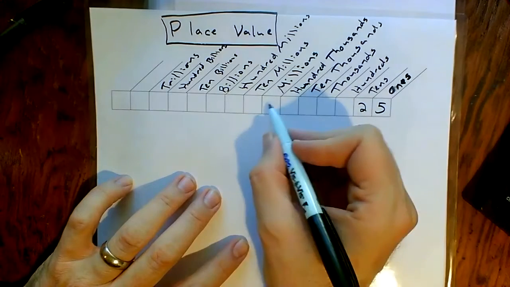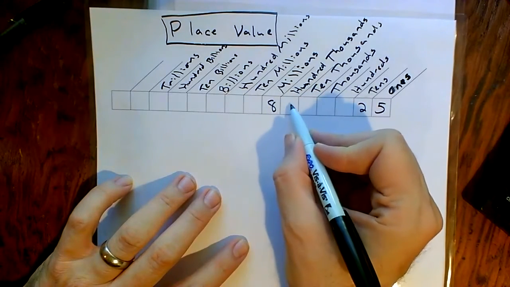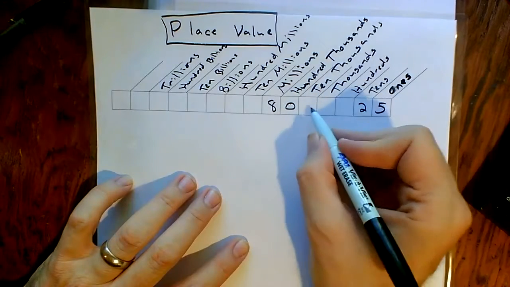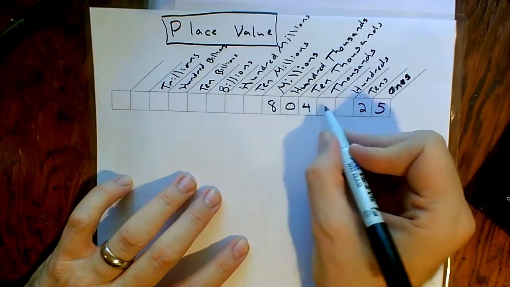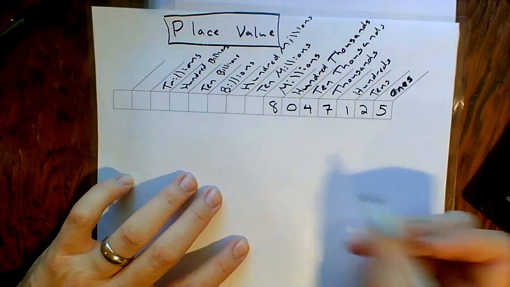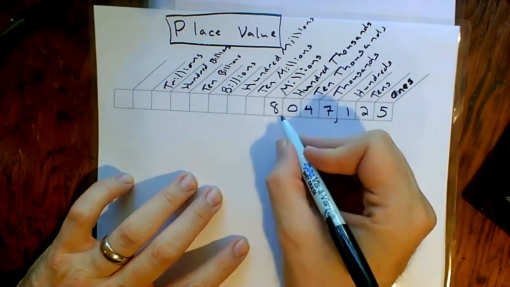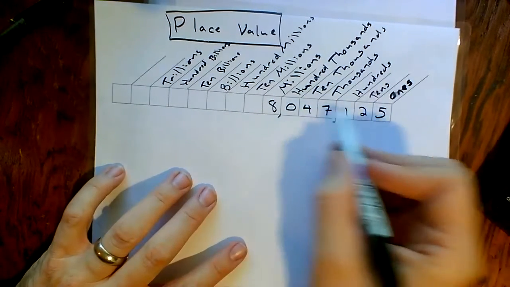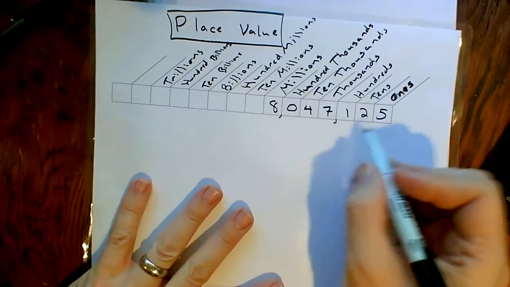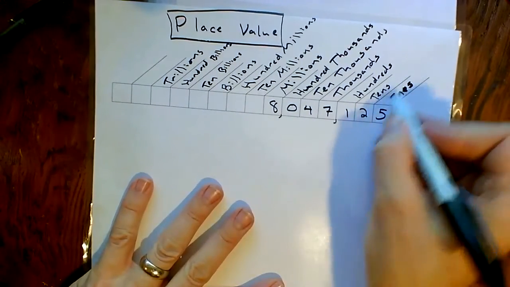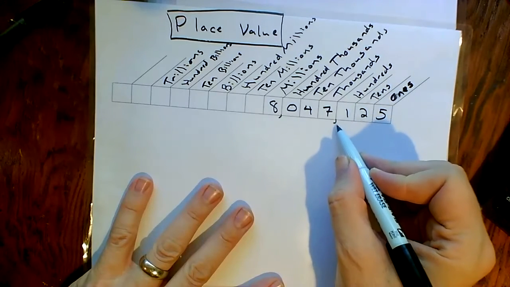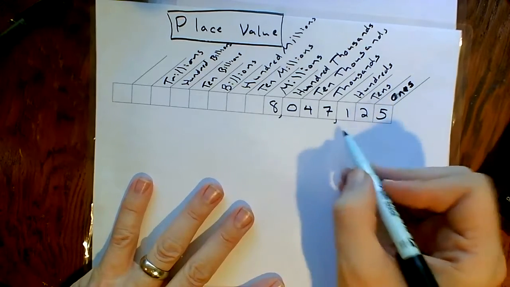Or I could do something like, say, 800, or you could have 8,000,000, and 47,125. So what we're doing is every place value has its own name. And usually you're going to find that it takes on the name of whatever the first one in a group is. So these first three, this grouping, is the ones.